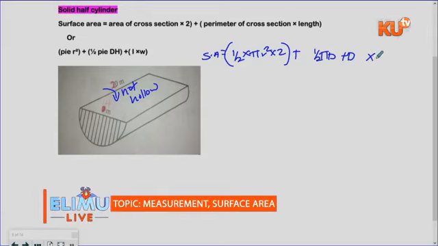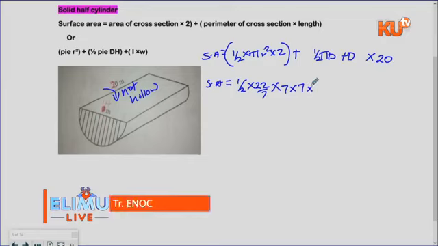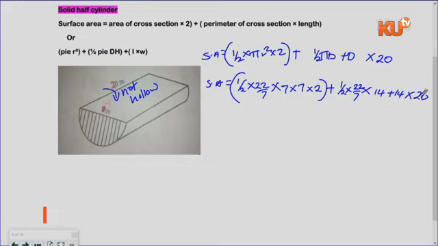What is the length? The length is 20. Okay, so you come here and say we have half times 22 over 7 times, what is the radius? The radius is 7 times 7. Remember, it is times 2. Because there are 2 of them, and then plus a half times pi, which is 22 over 7, times the diameter, which is 14, and then plus the diameter, which is 14, and then times 20, which is the length.